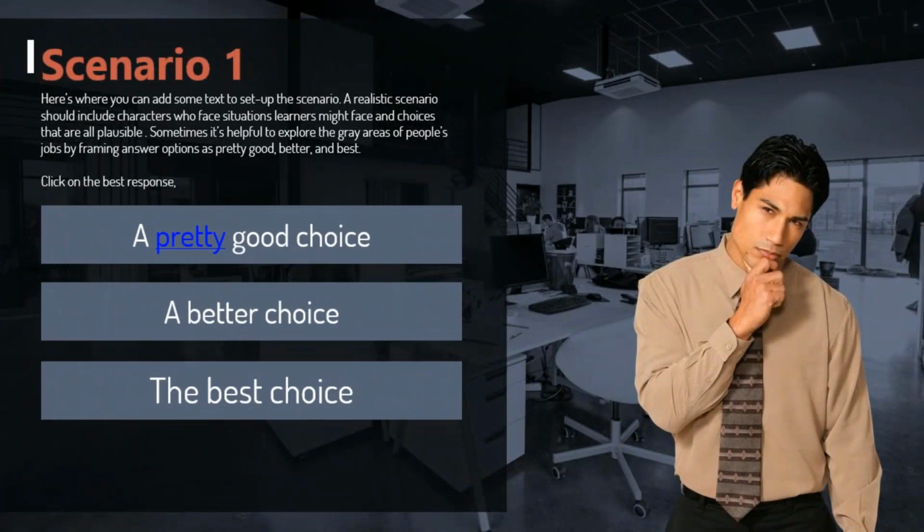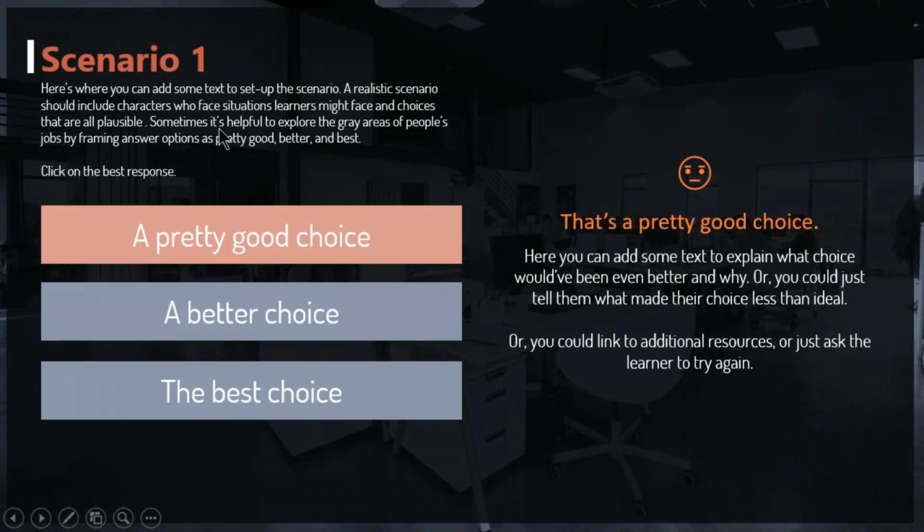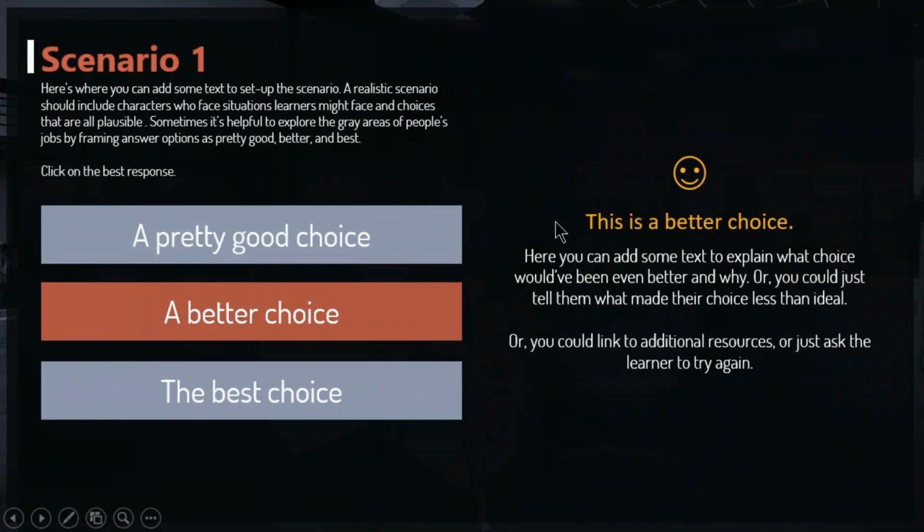Next would be a scenario. So for example, you might have something that would be relevant to the person's job and include some interactivity here. So that would be clickable. Say I clicked on that slide, it gives them the feedback. Obviously, you would change these to whatever the relevant good feedback would be, and the bad feedback, and the different choices that they might make.